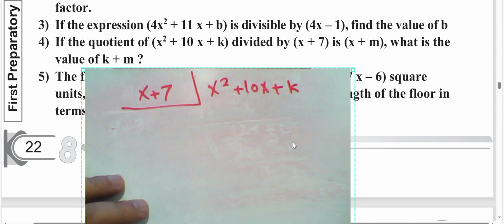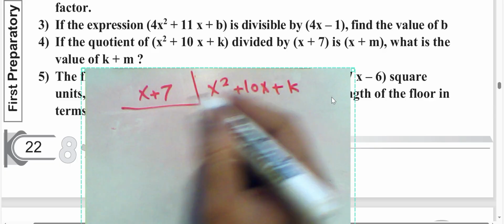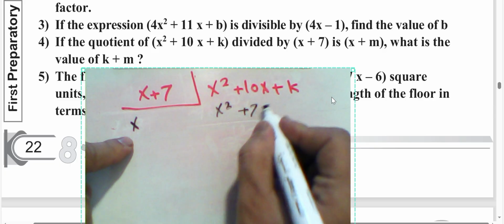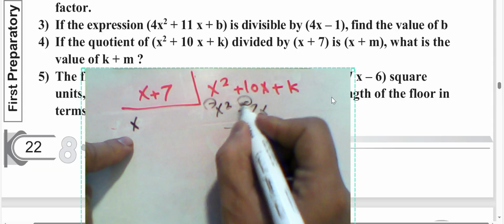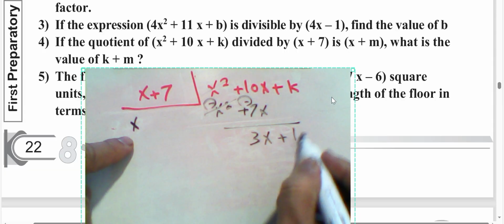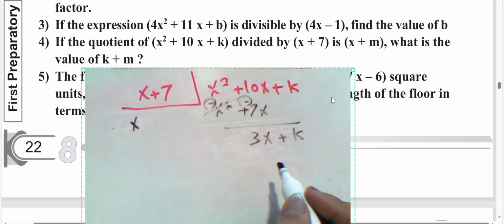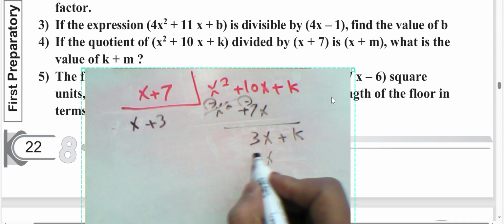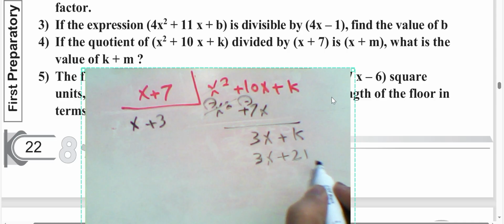First step, the quotient of the expression divisible by x plus 7 will be x plus m. So we can complete here. First step, x power 2 divided by x equals x. x times x equals x power 2, x times 7 is 7x. And then find the difference between two expressions. 10x minus 7x is 3x plus k. And then 3x divided by x equals 3. 3 times x is 3x. 3 times 7 is 21.